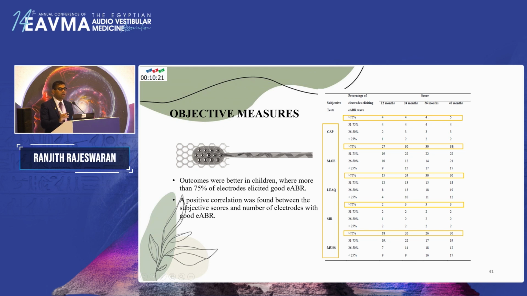So EABR is a very good tool to position the electrode on the cochlear nucleus, and EABR is also a very good tool to predict the outcomes. So if you get EABR in all electrodes, the outcomes can be better. If you get EABRs in less than 25% of the electrodes, outcomes are very poor. So, intraoperatively, if you get EABRs in less than 25% of the electrodes, you can take a call with the consent of the parent whether to go ahead with the surgery or abort the surgery. Right?